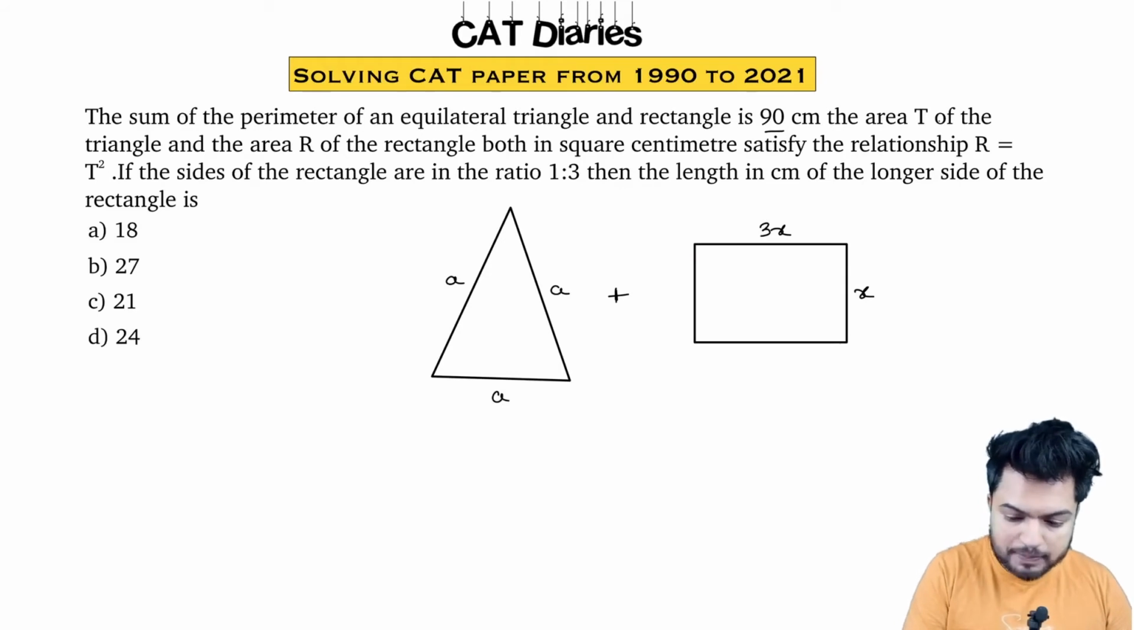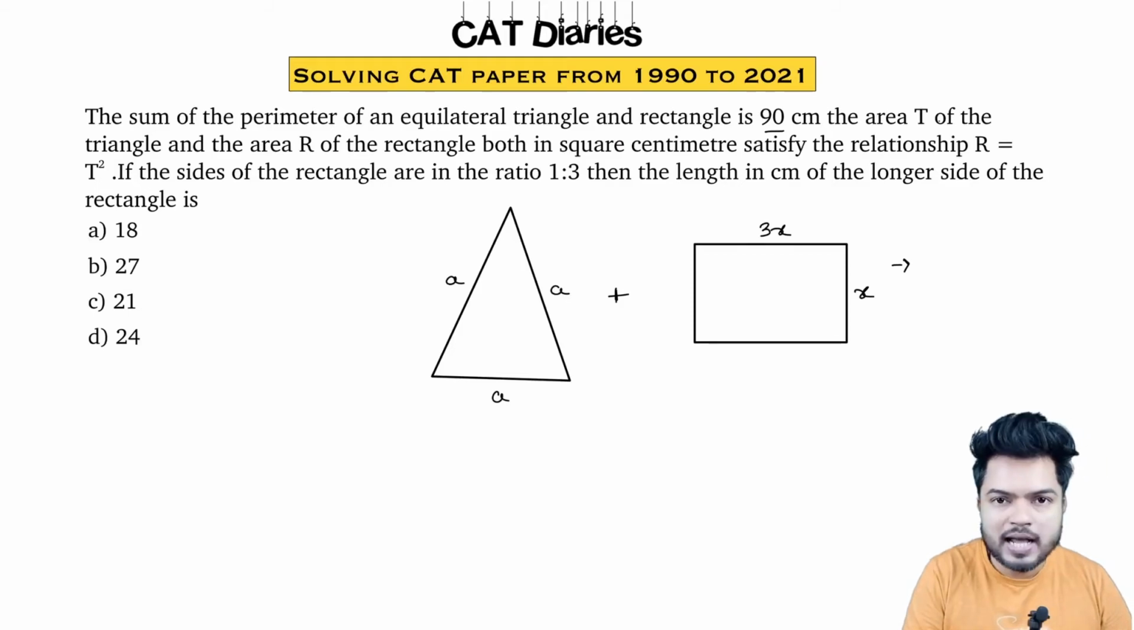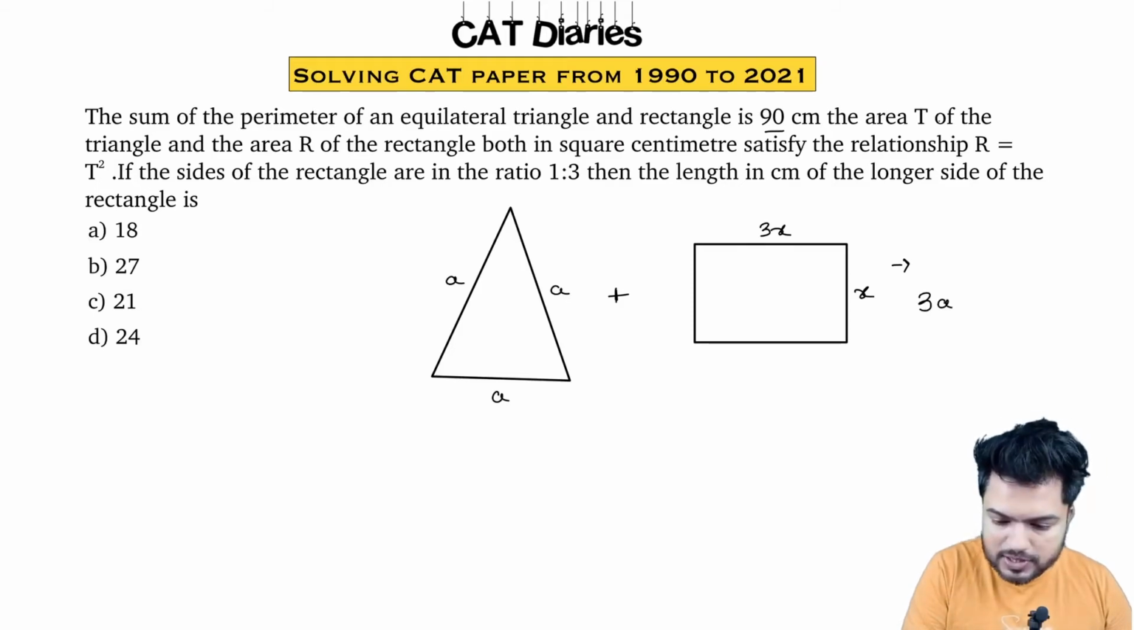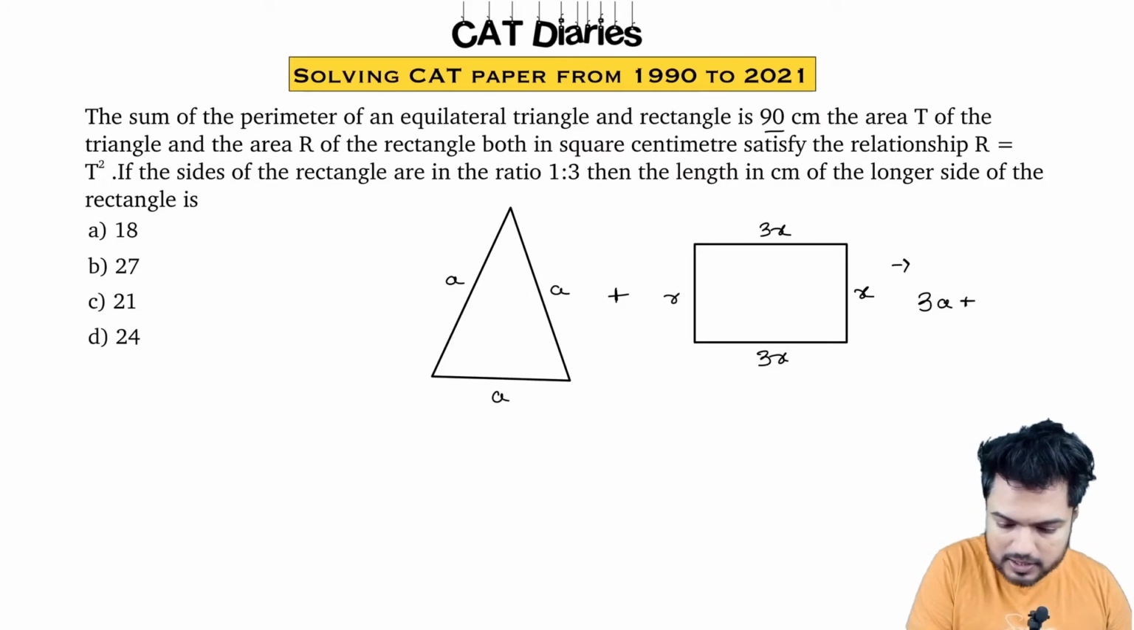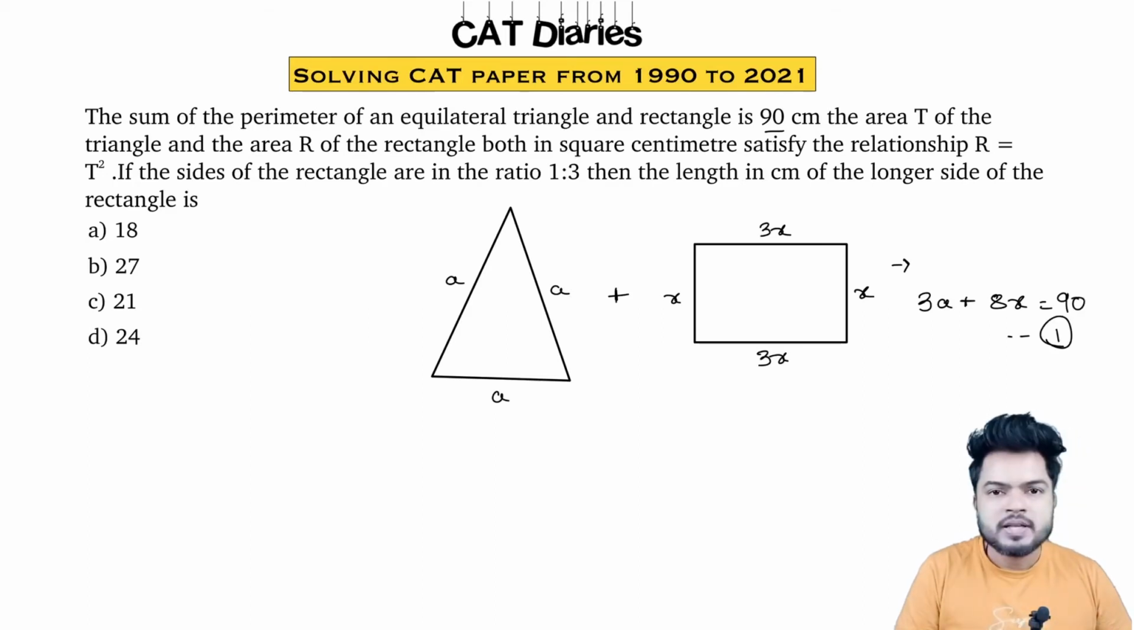The perimeter is given to me as 90, which means what? What is the perimeter of this equilateral triangle? 3a, a plus a plus a. And what will be the perimeter of this rectangle? x plus 3x, 4x, into 2, because this will be 3x and this will be x. So if you add all of them, that is equal to 8x. So 8x is equal to 90. Here I get my equation 1. I need one more equation in terms of a and x so that I can equate them and reach my answer.